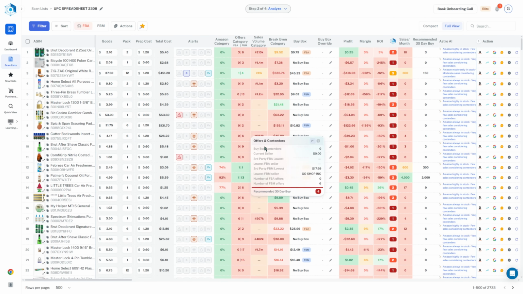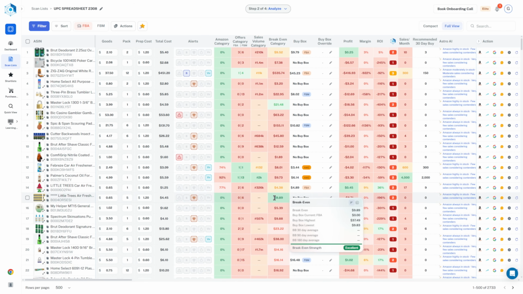If I were to apply a filter before finding out the buy box price on a lot of these, I could be missing out on heaps of opportunities. For example, look at this one right here. The break-even strength is green. This shows us that at some point there was some profitability on this ASIN.